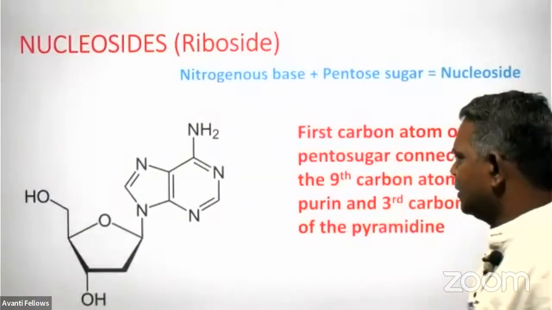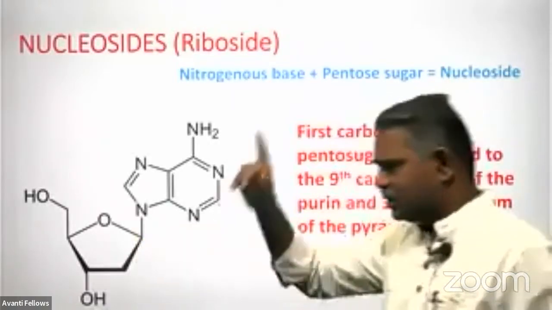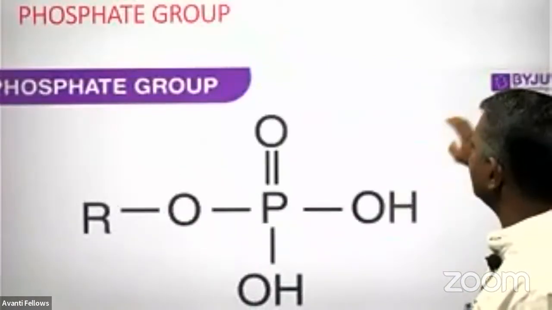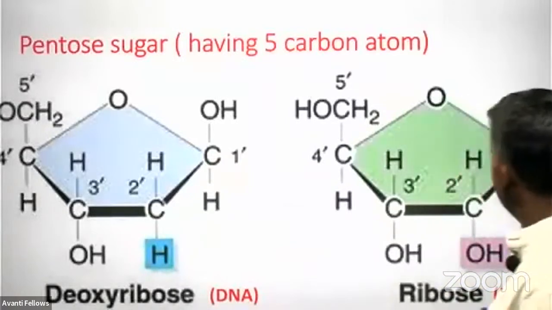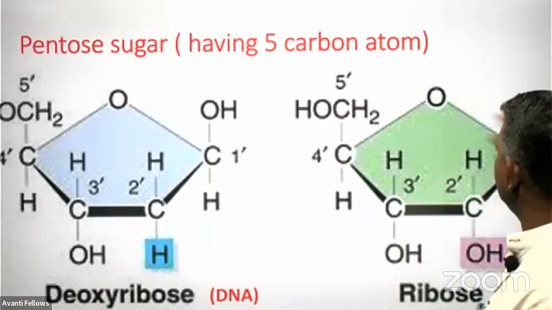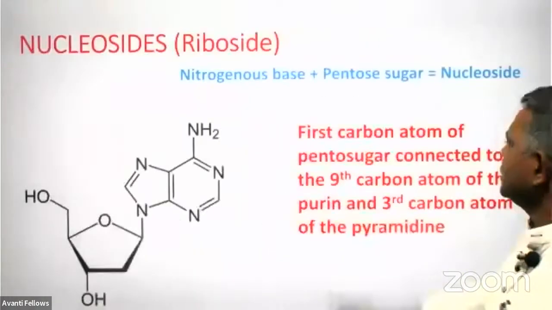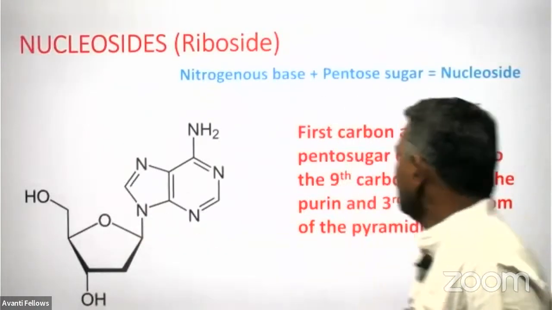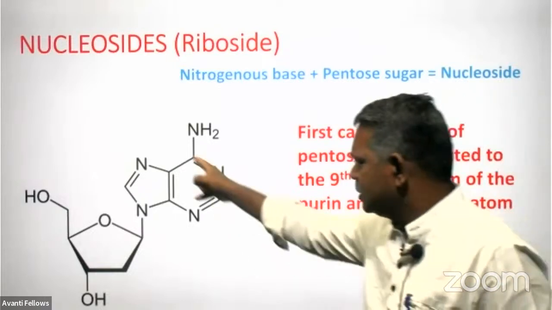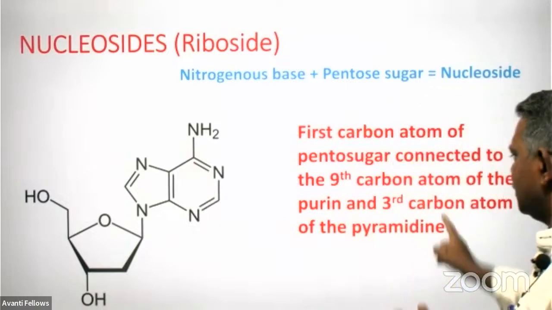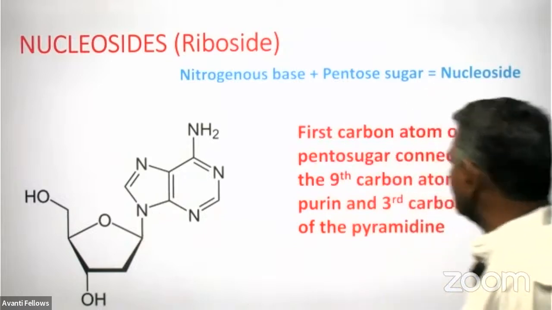The ribosides only. So the first carbon atom of the pentose sugar, here you can find the first carbon atom. In case of DNA as well as in case of RNA, the connection will be in the same way only. The first carbon atom of the pentose sugar is connected to the 9th carbon atom of purine. Purine means what? The purine is a bicyclic one. The 9th carbon atom of the purine is connected to the first carbon atom of the pentose sugar.